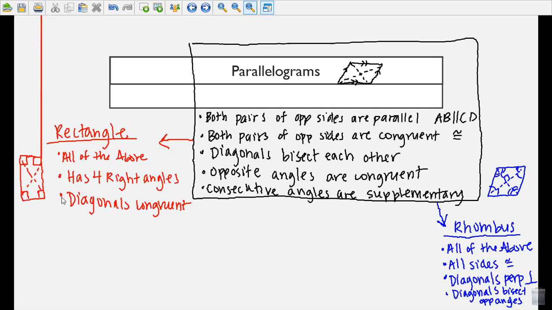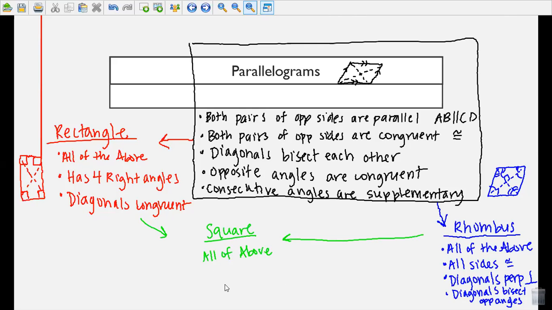All right, and then our last parallelogram is our square. And for our square, we don't have to write anything except all of the above because it includes parallelogram, then rhombus, and rectangle. All of these are happening in a square. All right, so your diagonals are congruent. They bisect each other. They're perpendicular. They bisect opposite angles, right? Opposite sides are congruent. All four sides are congruent.